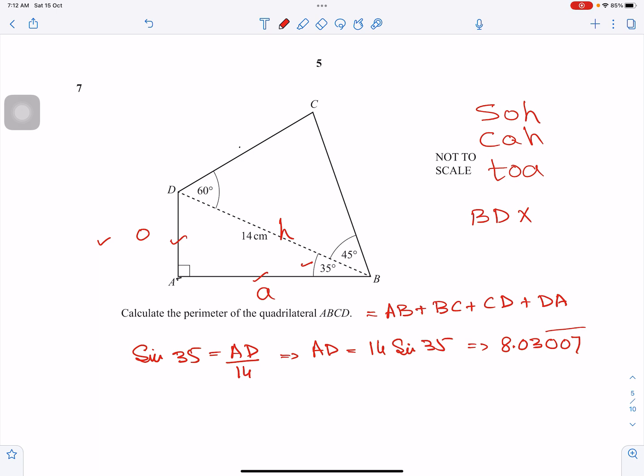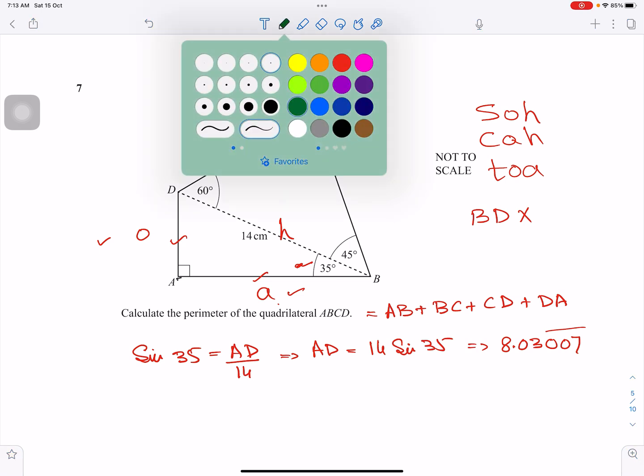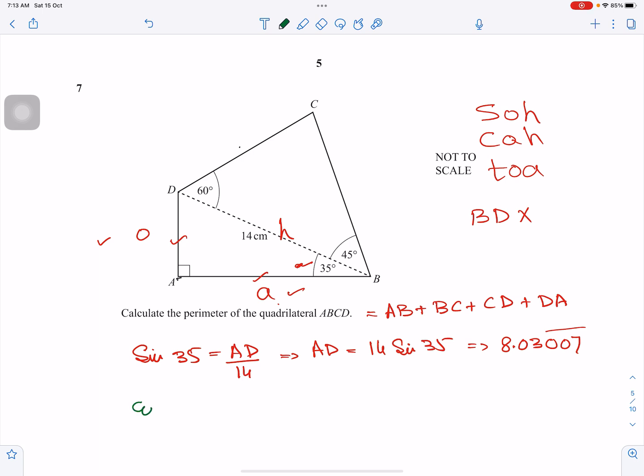Okay. So now let's find out AB. For this angle, it is adjacent over hypotenuse. So I will use what? Cos. Cos is adjacent over hypotenuse. So now I will use cos 35 is equal to AB upon 14, okay? And then AB is equal to 14 times cos 35. So now let's calculate. You can also calculate on your calculator. So it is 11.46812.